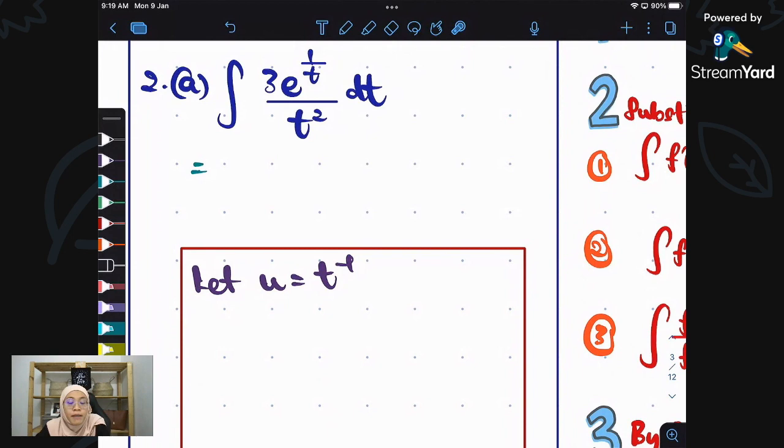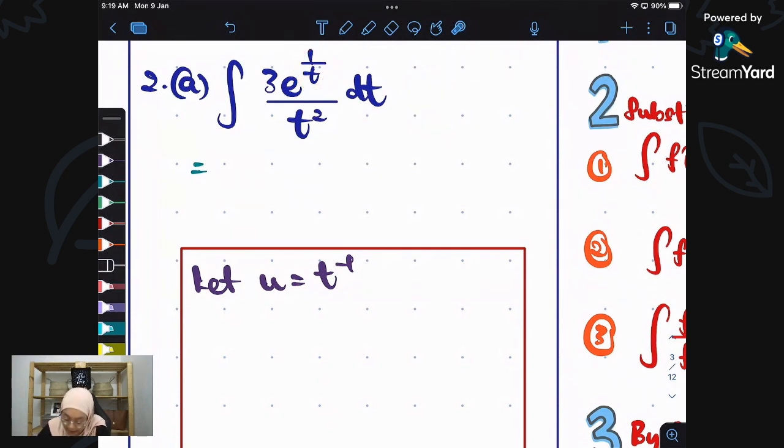Let's solve question number 2a. Integrate 3 exponent to the power of 1 over t, everything over t squared, and then differentiate with respect to t. I repeat, with respect to t. The question now is everything is in terms of t. But how do we do the substitution method for this question? You got to figure out where the u will be. The u is always at the power there. The power of the exponent will be the u. Remember this, this is the tip.